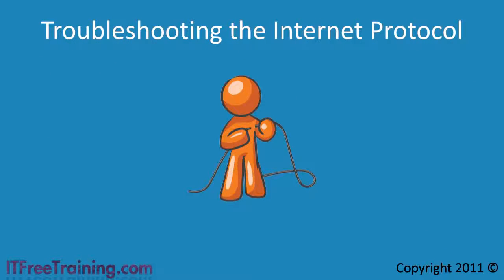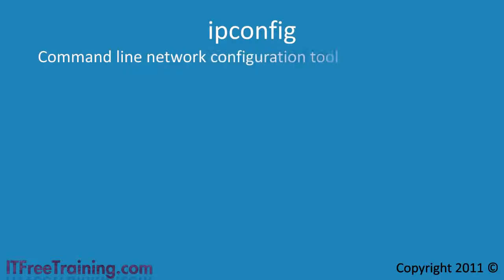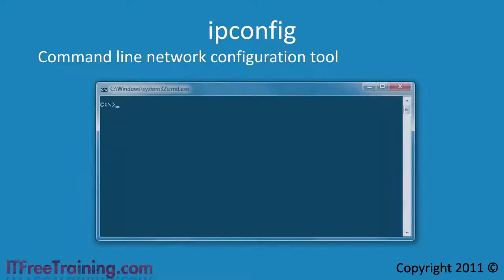Regardless of whether you use IP version 4 or IP version 6, you are going to at some stage need to perform some network troubleshooting. The first command I will look at is ipconfig. ipconfig is a powerful command line tool that provides a lot of information about the network adapters on your computer and how they are configured.